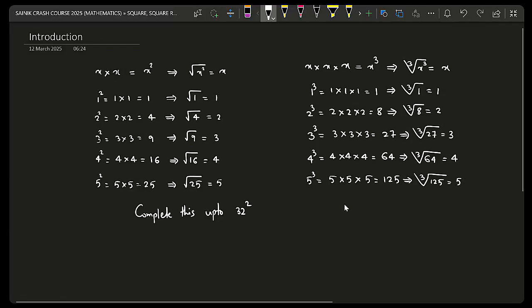So complete this list up to at least 12 cube, and remember, because they are also regularly used ones. So you must remember squares up to 32 and cubes up to 12. You complete this list and then try to remember, because most of the time we are going to use. And there are some ways to find square roots and cube roots. Let me take an example for each.